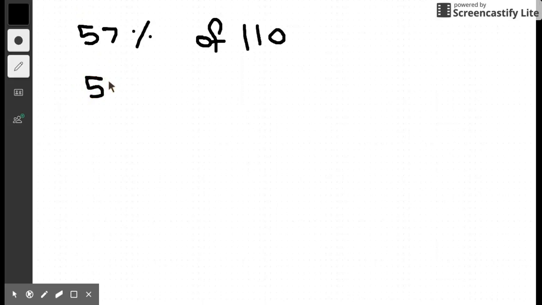Let's say 57% of 110. So this will be the part, 57. 110 will be our base. And it will remain the same as x over 100.